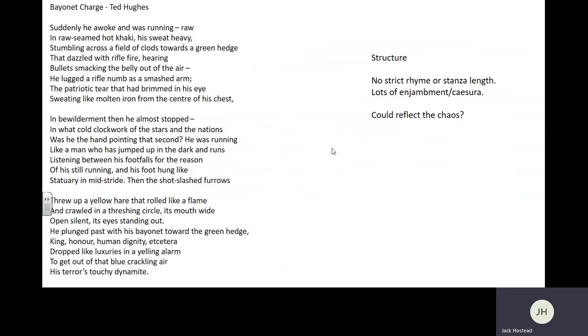And then just a note on structure then. So there's no strict rhyme scheme. There's no strict stanza length. There's lots of enjambment. There's lots of caesura. So we could say it's almost a chaotic structure that Hughes has created. We could link that to maybe the chaos which is ensuing on the battlefield as well.